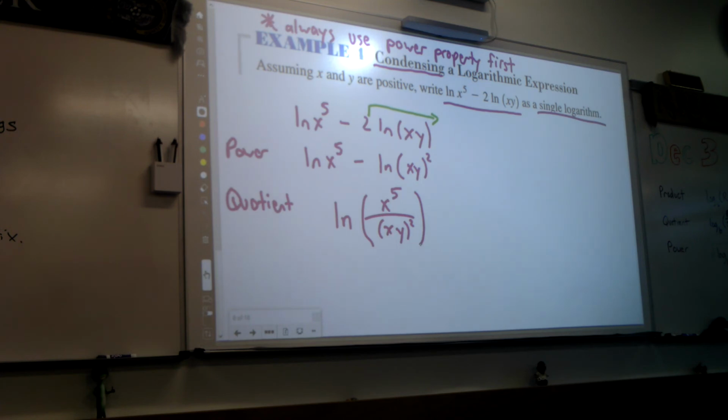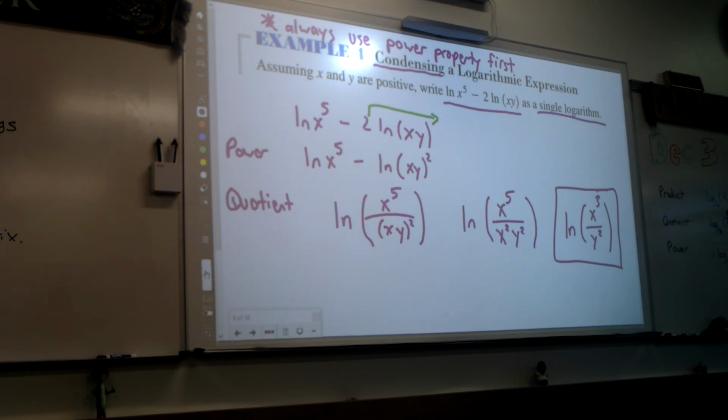From here it's just simplifying. If I have the quantity of xy squared, what does that mean if I were to distribute that squared? What would it look like? X squared, y squared, right? Well, now that I've done that, what can I do, guys? Can we simplify that at all? How many x's do I have in top? How many in the bottom? Can we simplify those? What's 5 minus 2? Alright, so how many x's are left up top? X cubed over y squared. So that would be our simplified single logarithm.